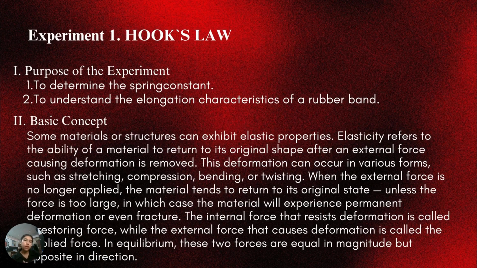1 is the purpose of the experiment: to determine the spring constant, and 2, to understand the elongation characteristic of a rubber band. Basic concept: some material or structure can exhibit elastic property. Elastic refers to the ability of a material to return to its original shape after an external force causing deformation is removed. This deformation can occur in various forms, such as stretching, compressing, bending, or twisting.